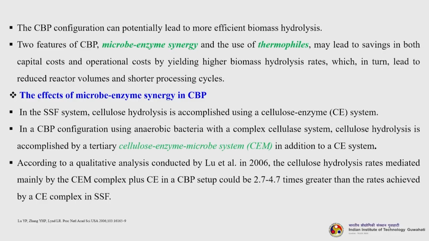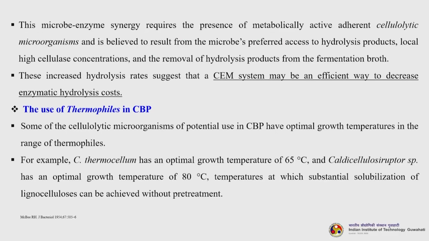Now, according to a qualitative analysis conducted by Lu et al. in 2006, the cellulose hydrolysis rates mediated mainly by the CEM complex plus CE in a CBP step could be 2.7 to 4.7 times greater than the rates achieved by the CE complex in SSF. So, that is the beauty of CBP. Now, this microbe enzyme synergy requires the presence of metabolically active adherent cellulolytic microorganisms and is believed to result from the microbes' preference for hydrolysis products, local high cellulose concentrations and the removal of hydrolysis products from the fermentation broth. These increased hydrolysis rates suggest that a CEM system may be an efficient way to decrease enzymatic hydrolysis cost.